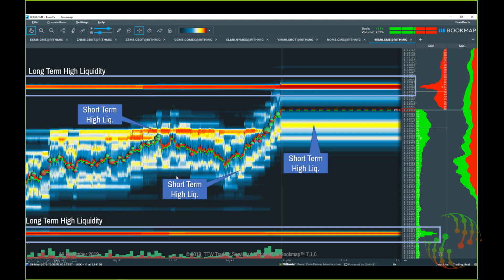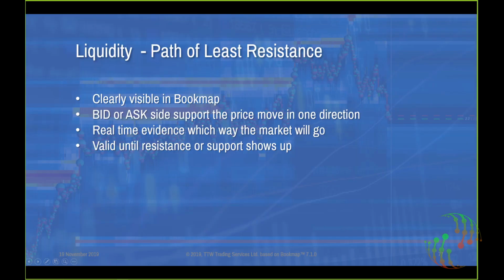Yes, long-term high liquidity, and this is short-term high liquidity. That's that. And what we must keep in mind, I've noticed that last week it was impressive that the liquidity or the price is looking for the path of least resistance. This is very clearly visible in Bookmap. Bid or ask side support the price move in one direction. It is the real-time evidence of which way the market will go.